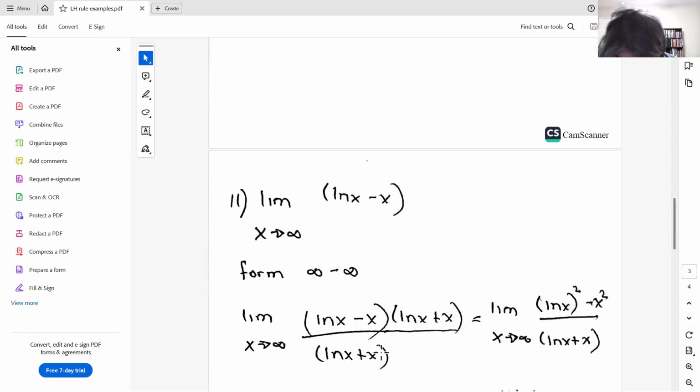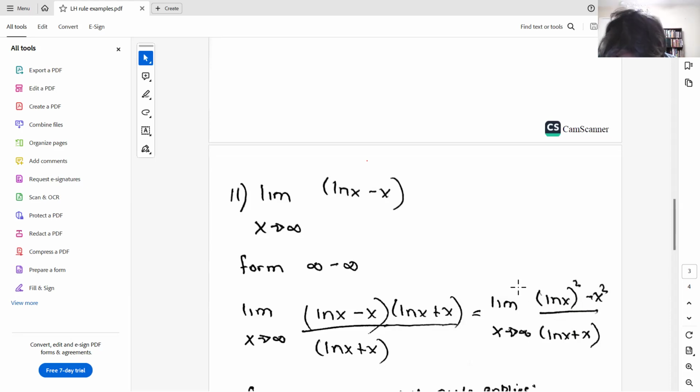So here, I apply the distributive property, ln x times ln x. Be careful, that's ln x quantity squared, not ln of the argument x squared. Careful there. And then the middle terms, as we know, cancel. So I have minus x times positive x is minus x squared. And the bottom is ln x plus x. Okay, that's the first piece of this.